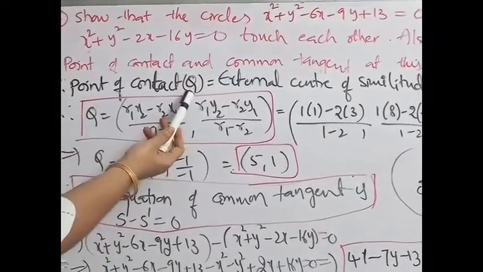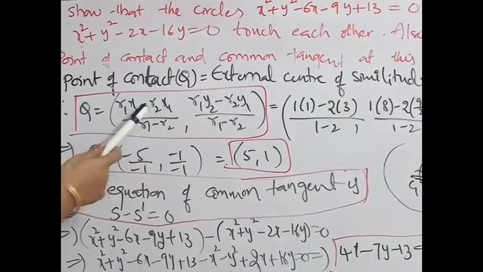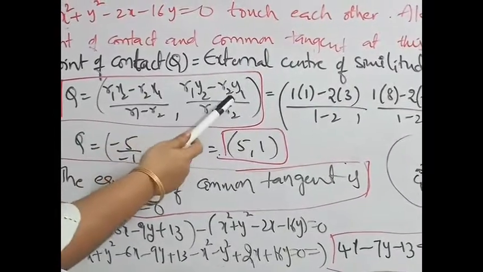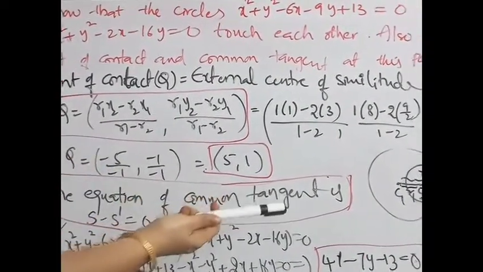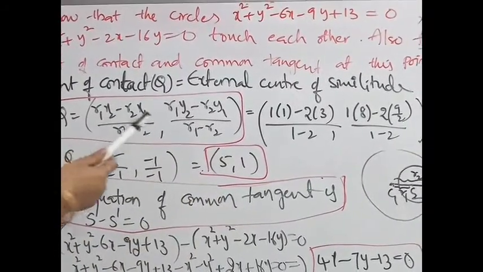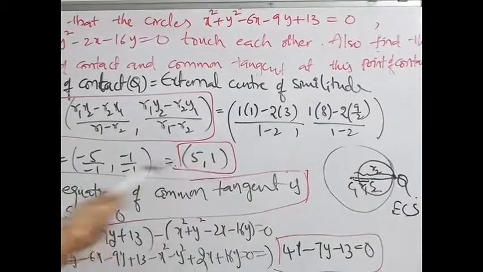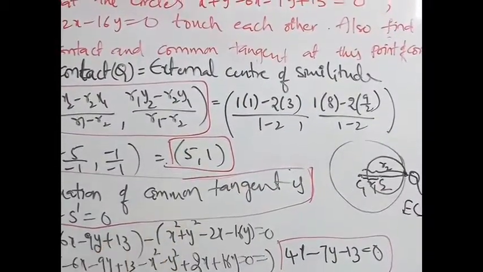To find the external center of similitude, we have the external section formula, that is (R1x2 minus R2x1) by (R1 minus R2) and (R1y2 minus R2y1) by (R1 minus R2), where R1, R2 are two radii and (x1, y1), (x2, y2) are two centers. So substitute all those values, then we can get the point of contact, which is nothing but (5, 1).